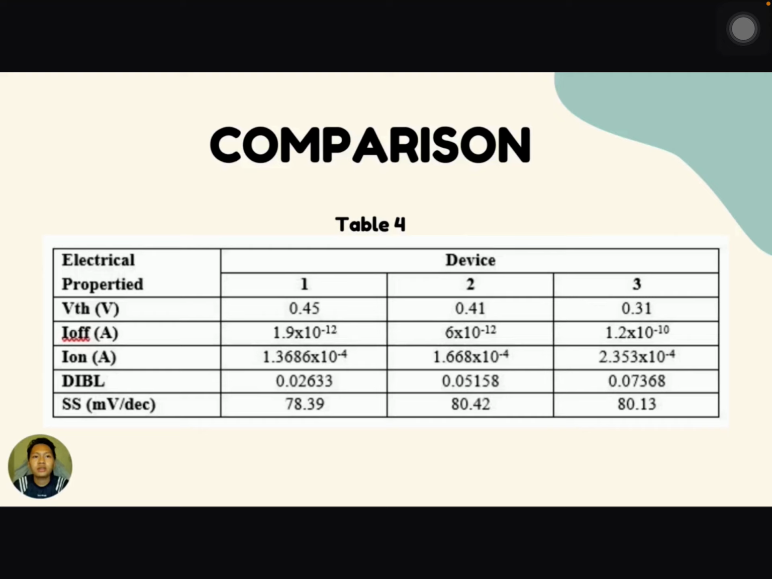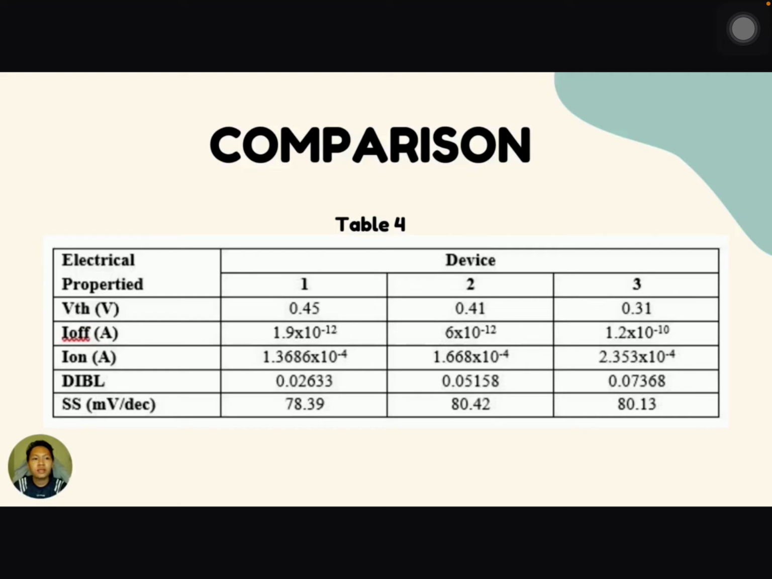has the smallest, and device 3 is the highest. For I off, from device 1 until device 3, the I off is increased, which makes I off in device 3 the highest. So for I on, from device 1 to device 3, the I on is increased.